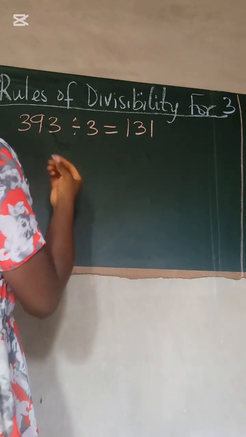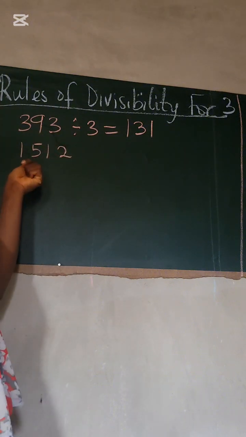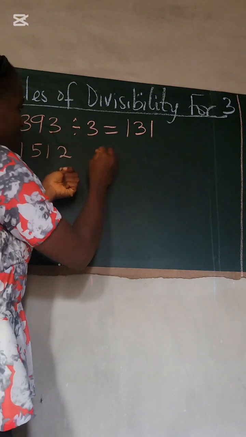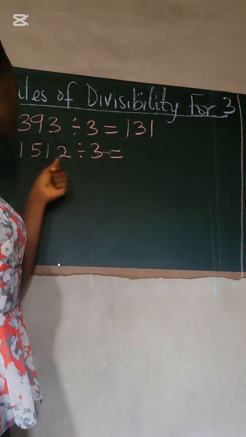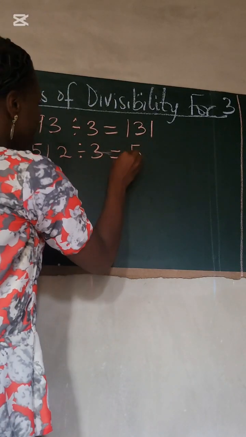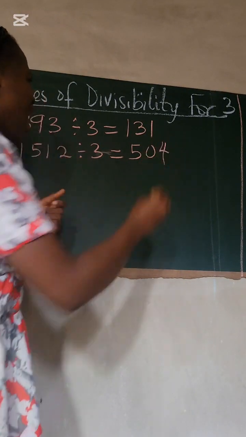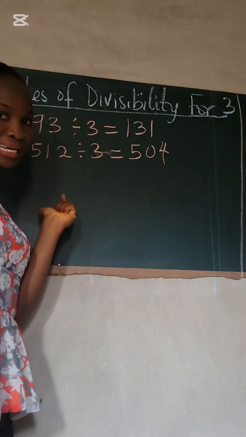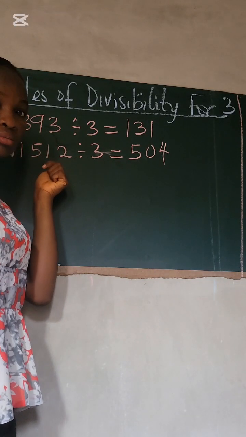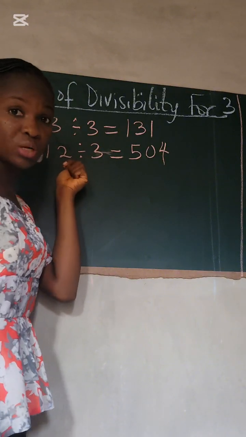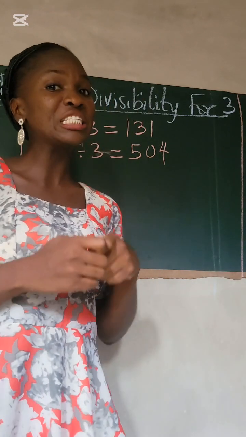For example, let me check for other numbers. 1512. Now, this number should be divisible by 3. Let's do it normally. That's divided by 3. 3 in 15 is 5. 3 in 1, 0. Take your 1 to the other side. That's 3 in 12. That's 4. Now, how do I know this number will be divisible by 3? Let's add it together. 1 plus 5 is 6. 6 plus 1 is 7. 7 plus 2 is 9. And ask yourself, is 9 divisible by 3? Yes, 9 is divisible by 3.